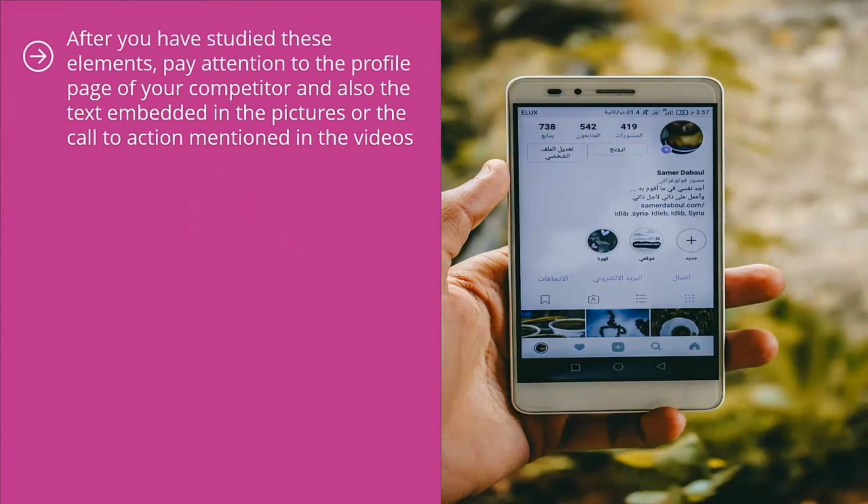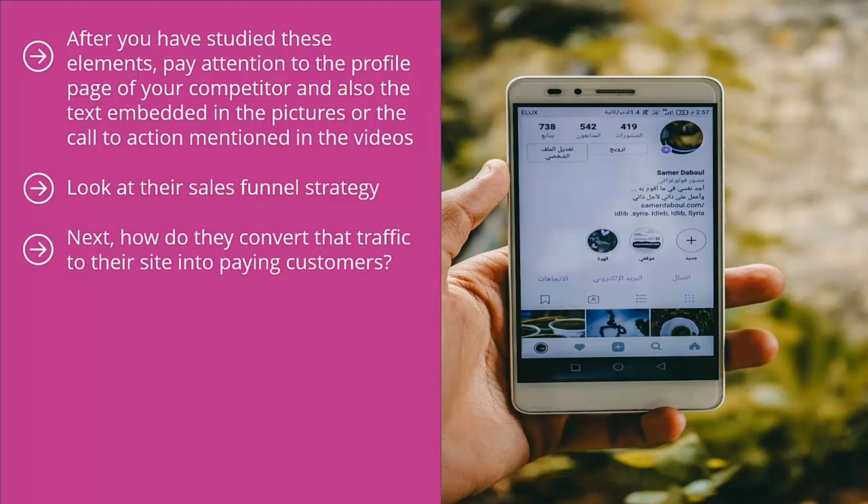After you have studied these elements, pay attention to the profile page of your competitor and also the text embedded in the pictures or the call to action mentioned in the videos. These relate to their sales funnel. Basically, they are mentioning discount codes so people viewing this content can get a discount. They're also promoting the profile page of their website. Look at their sales funnel strategy. How do they use their popular content to get traffic to their site? Next, how do they convert that traffic to their site into paying customers?